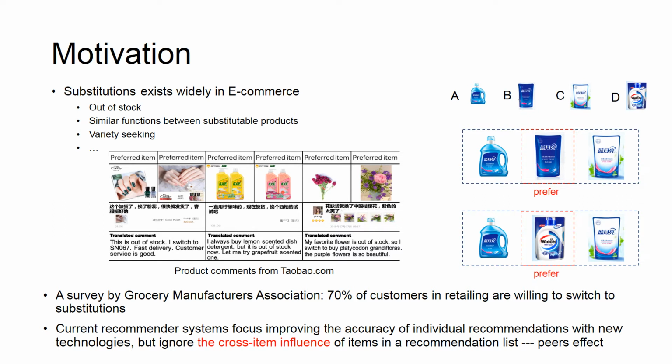Currently, recommendation systems in e-commerce mainly focus on improving the accuracy of individual recommendation with new technologies, but they ignore the cross-item influence of items. In this paper, we consider the cross-item influence of items in e-commerce recommendation systems, and we formally term this phenomenon the peer-aware effect.